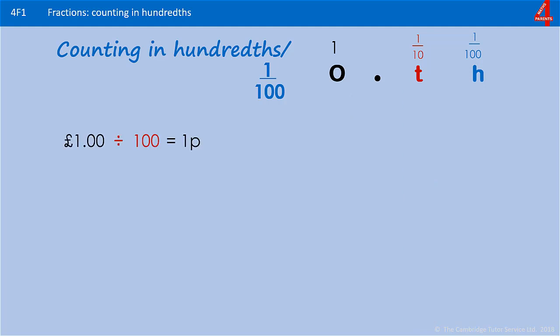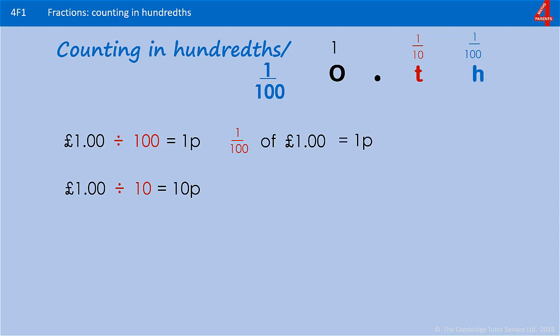It's important to relate tenths to division. 1 pound divided by 100 is 1 pence, because there are 100 1 pences in a pound. 1 pound divided by 10 is 10 pence, because there are 10 10 pences in 1 pound. So you can see how fractions and division link.